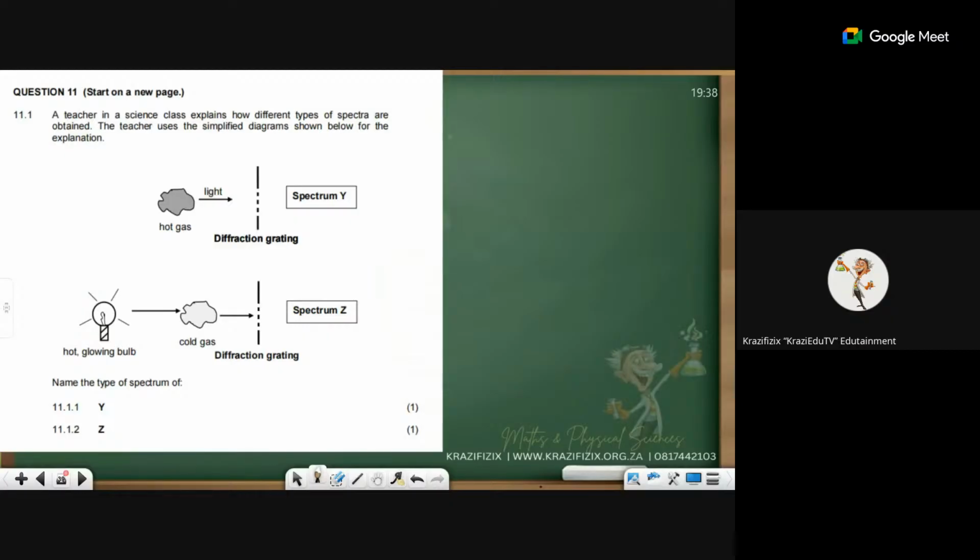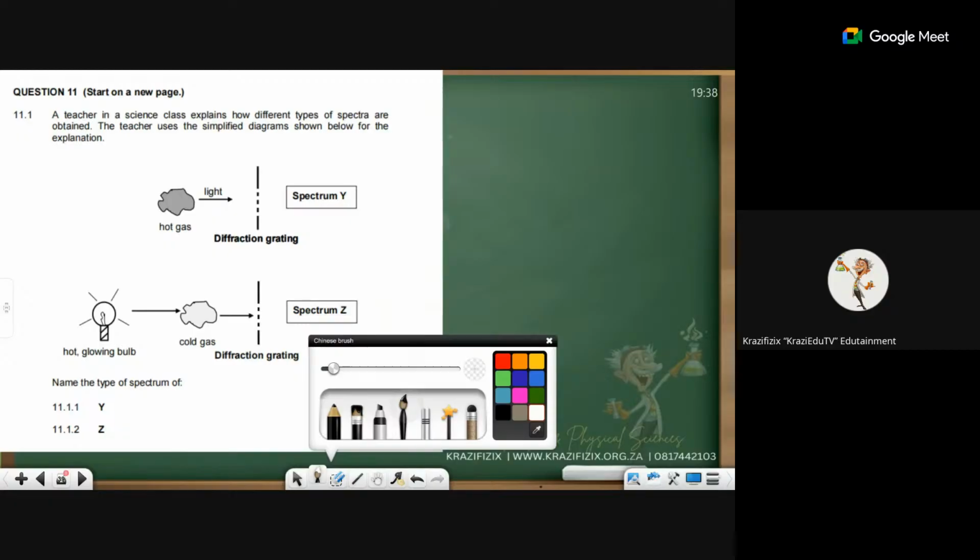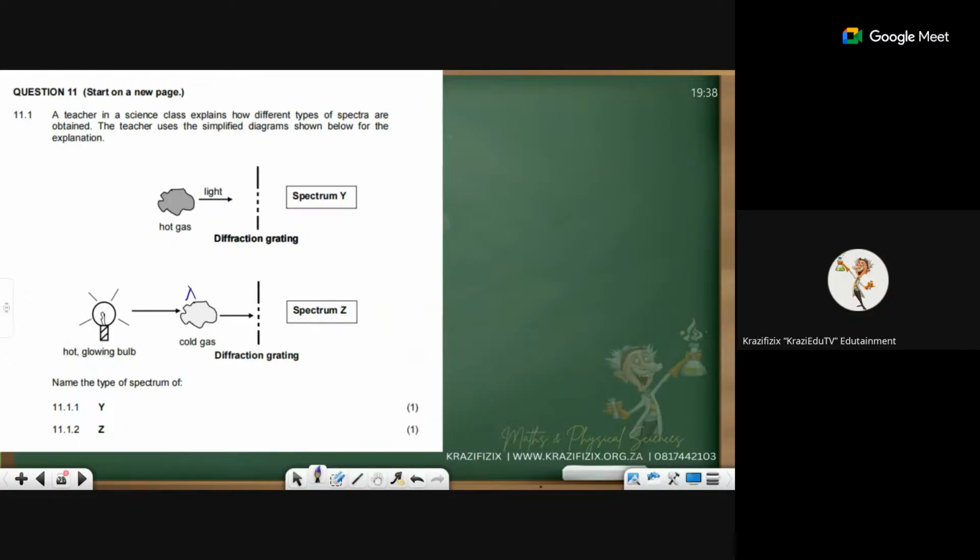I don't know. Do you guys remember this? A cold gas, absorption spectrum. Hot gas, emission spectrum. So please take note. When I see a cold gas, so please mind that the cold gas is absorption. Oh, here. And this one is what? Emission spectrum.